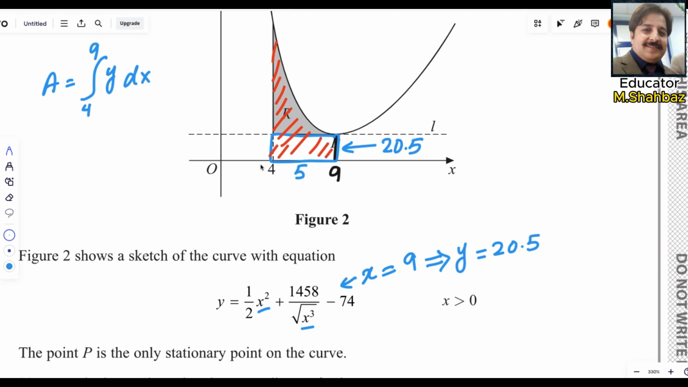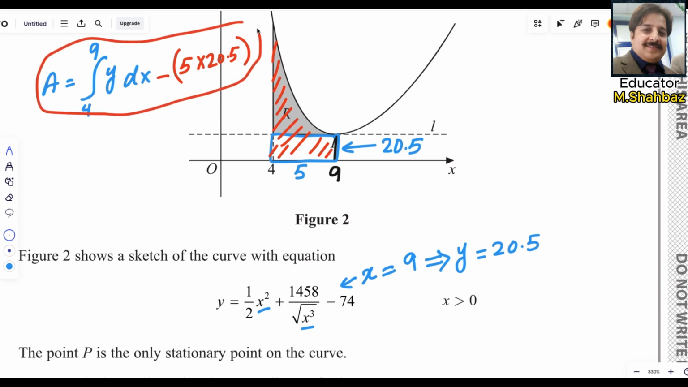But we want to find the area of the shaded part, R. So what to do? We will subtract the area of the rectangle. Minus the area of the rectangle, that will be 5 multiplied by 20.5. We know that length multiplied by width gives you the area of a rectangle, so we will use this formula for the second part. I hope you understand it.